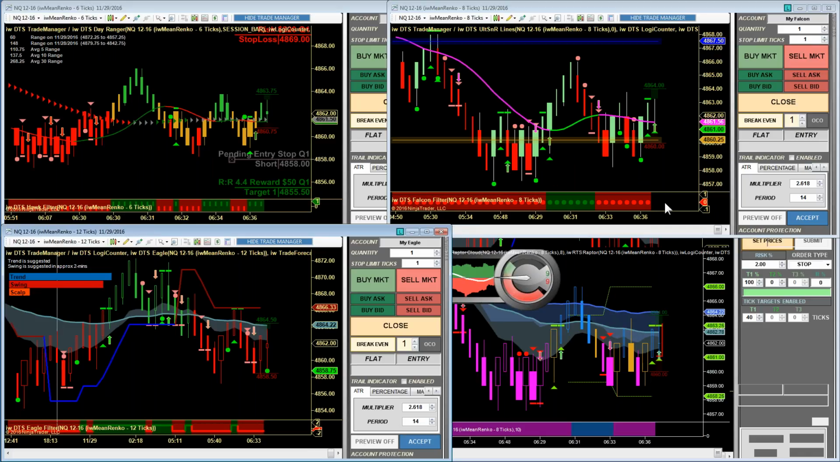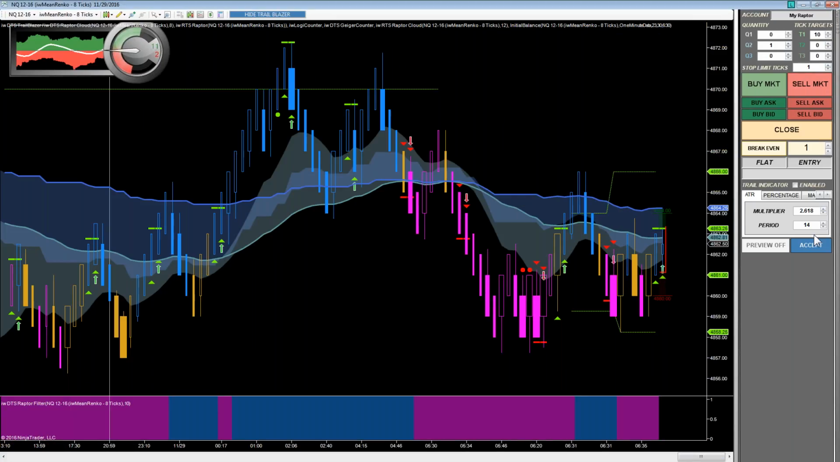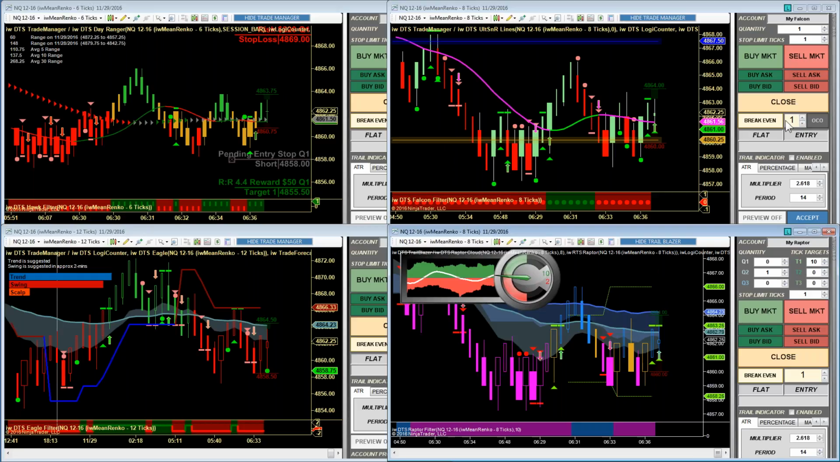And last but not least, here in the Raptor, we're getting a cloud crossover. So the cloud's changing direction, the market moving into the cloud, coming out, producing a signal, and because it's so early, that second push entry also should help keep us on the right side of the market.